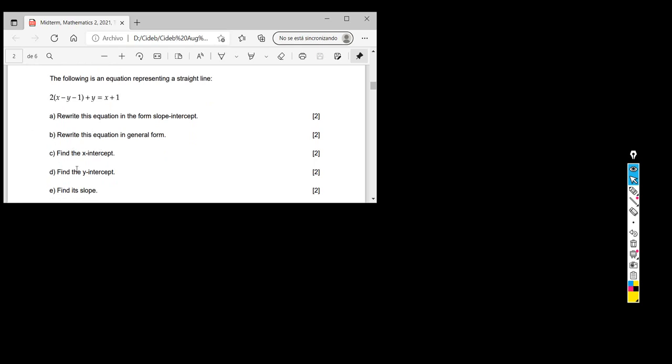So let's do this one. Let me copy the equation. This is problem 3. And the first instruction is this. Rewrite this equation in the slope-intercept form. So here we go.